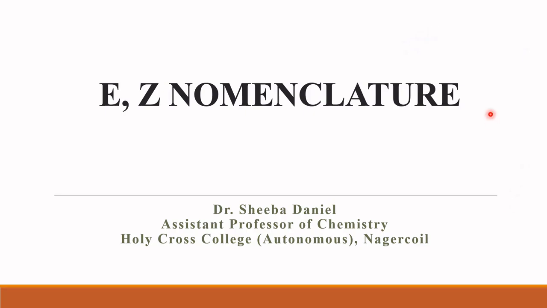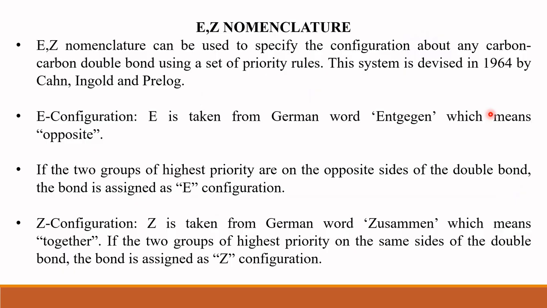E-Z nomenclature can be used to specify the configuration about any carbon-carbon double bond using a set of priority rules. The system was devised in 1964 by Cahn, Ingold, and Prelog.